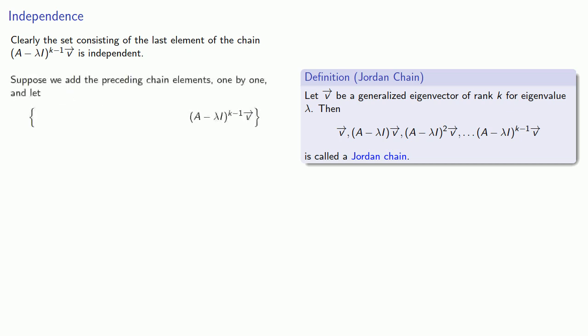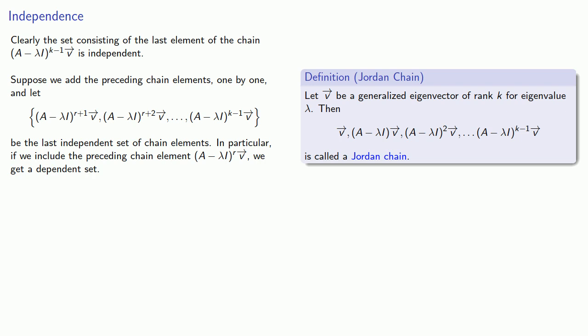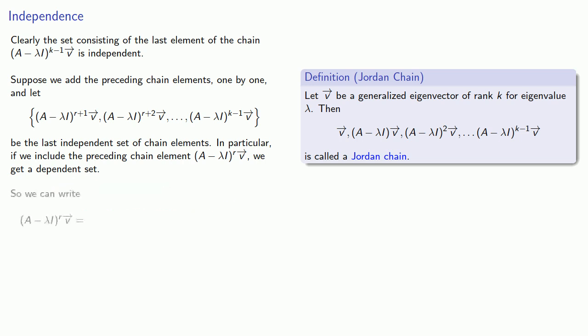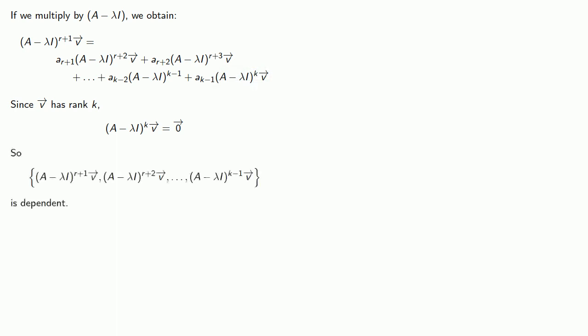So suppose we add the preceding chain elements one by one, and we let the set of vectors be the last independent set of chain elements. And in particular, if we include the preceding chain element, we get a dependent set. So we can write it as a linear combination of the other vectors. Now, if we multiply by (A - λI), we obtain... And since our assumption is that v has rank k, this last term is going to be the zero vector. And so the set consisting of all the remaining vectors is going to be dependent. But this contradicts our assumption that this set was our last independent set.